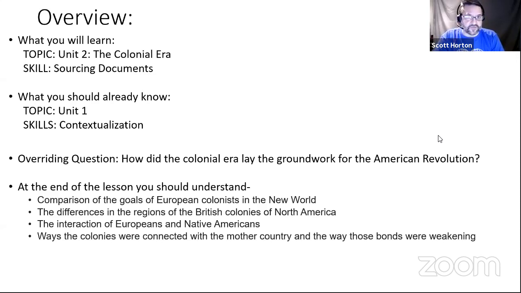I sort of divided this into 4 parts for us. We're going to focus on comparing the goals of European colonists in the New World. That's the first piece. Second, how the British colonial regions were different from one another. The third part is the interaction between Europeans and Native Americans in North America. And then finally, the ways the colonies were connected with the mother country, and we'll begin to figure out ways that those bonds begin to weaken, which is really the subject of tomorrow. So without further ado, we're going to jump right in.